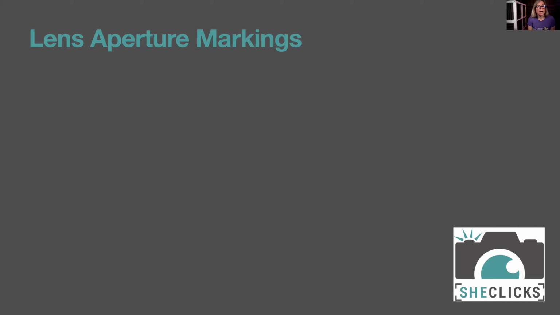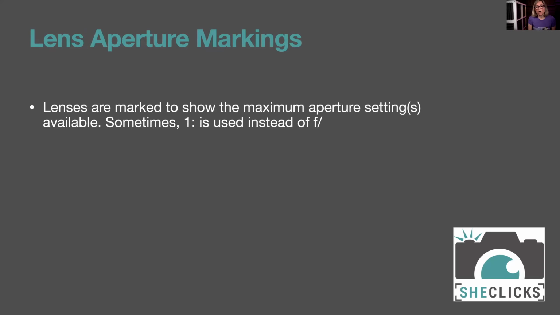So let's have a look at lens aperture markings. Lenses are marked to show the maximum aperture setting that's available. And we get worked up about that because there's a maximum size of aperture that you can have in a lens, because it can't go any bigger than the barrel and the mechanics. But you can always keep closing it down, although we do set limits because it's just not feasible to keep having smaller and smaller apertures. So we mark the lens so we know what the maximum aperture is.